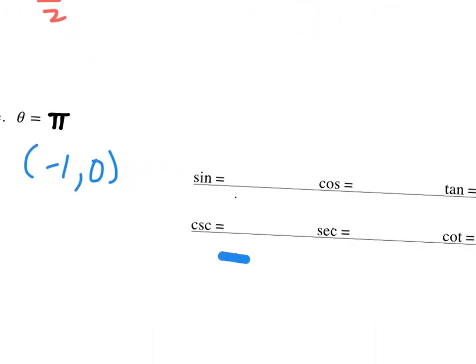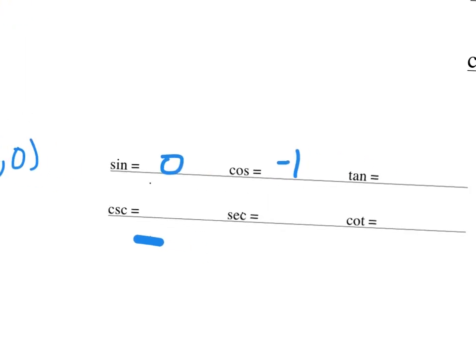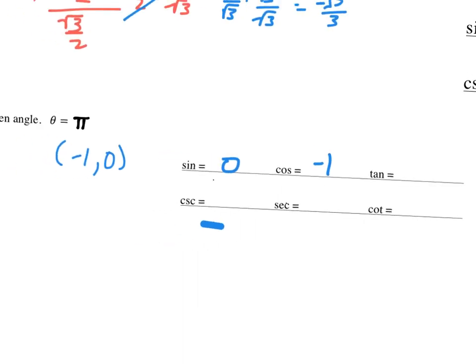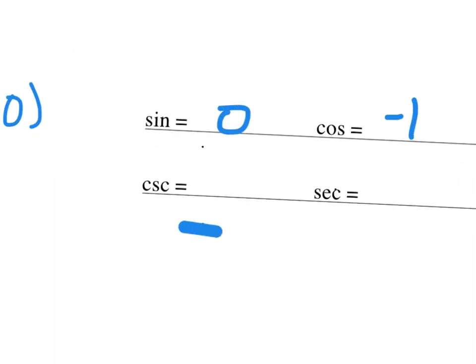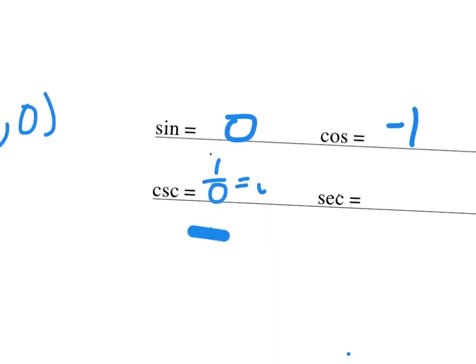What is the sine of this angle? 0. What is the cosine? Tangent is what over what? Y over x. So it's 0 over negative 1, which gives me 0. Okay? The cosecant is 1 over the sine. So it's 1 over 0, which is undefined. What does the calculator say? Impossible.